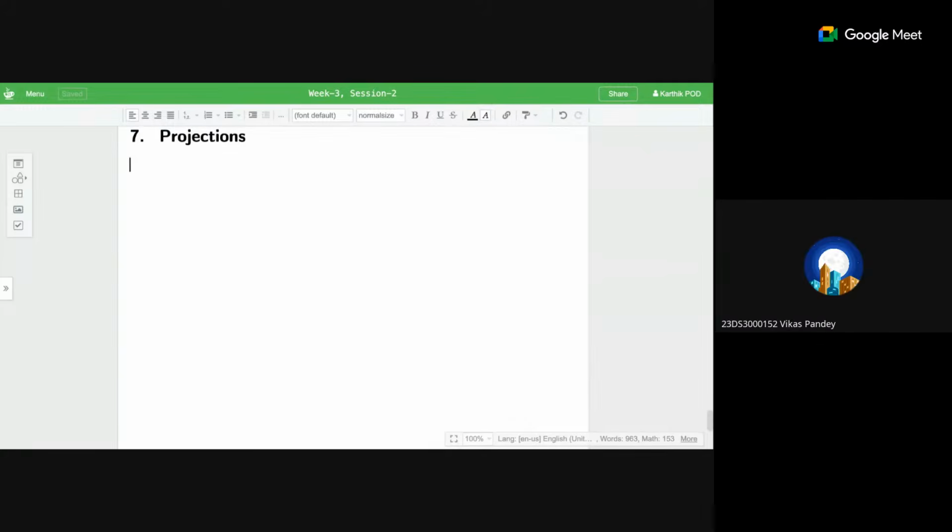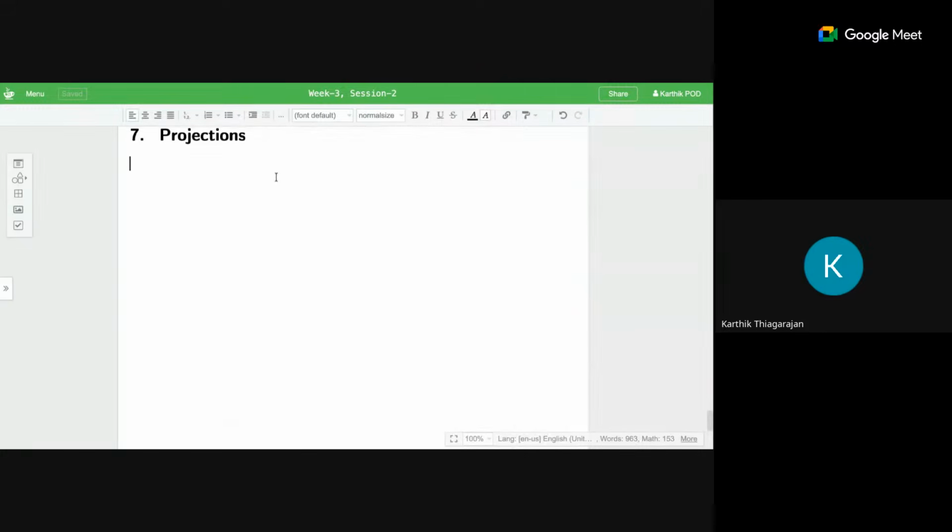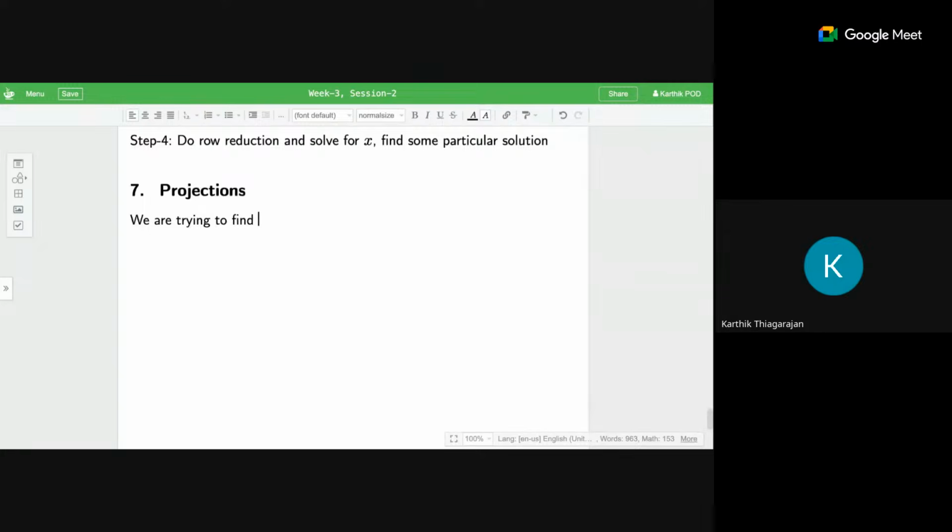Okay. We'll very quickly do projections. In fact, we don't have much time, but we'll do projections, and there is actually a link between projections and least squares. So what are we doing? We are trying to find a vector Ax that is as close to B as possible. Okay, that's what we are trying to do. Now, what is Ax?